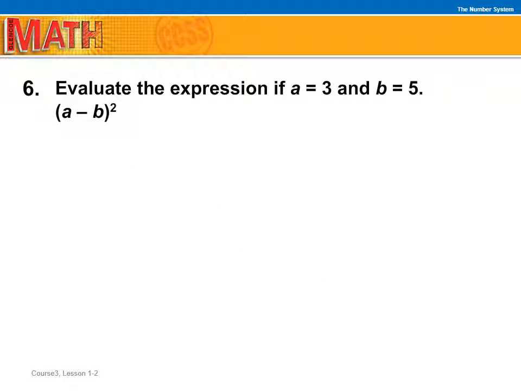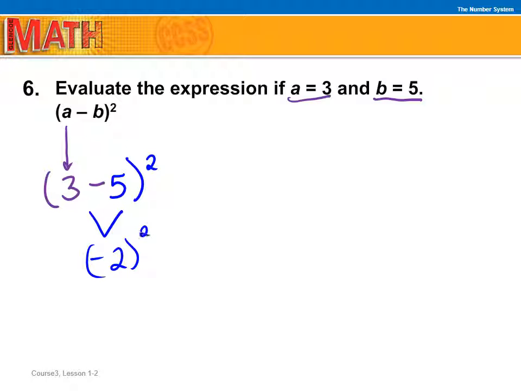Example 6. Evaluate the expression if A is equal to 3 and B is equal to 5. So once again, we're going to substitute for A. So A is going to become 3 minus, and B is going to become 5, all that to the second power. Now we solve inside the parentheses first. 3 minus 5 is negative 2. And when we have negatives, we put the parentheses around the numbers. Negative 2 to the second power, which is negative 2 times negative 2, which is equal to positive 4.